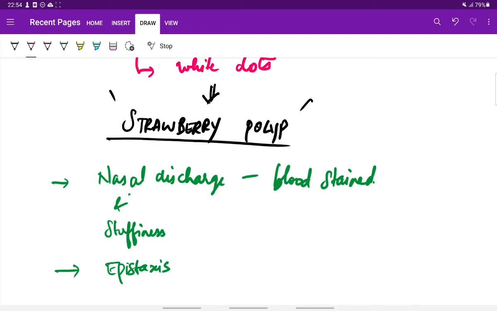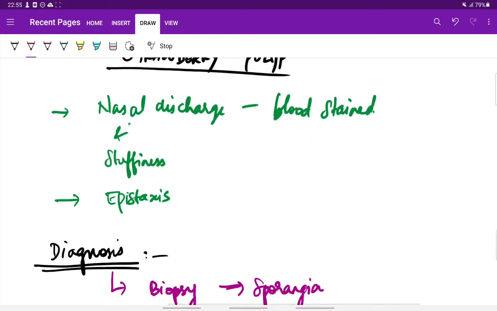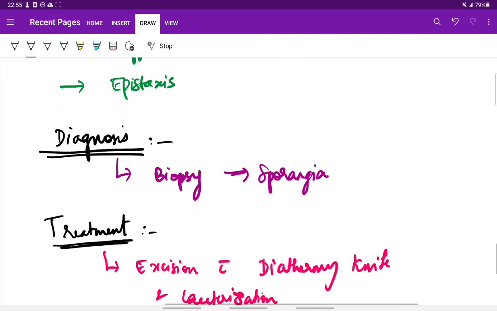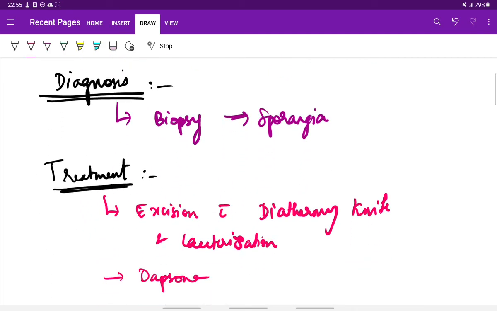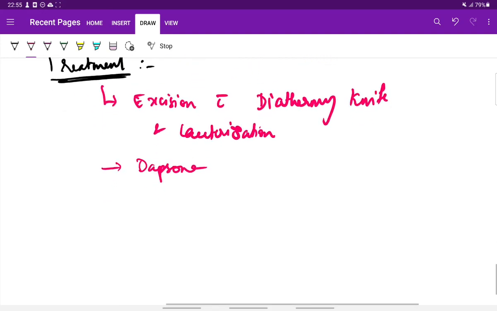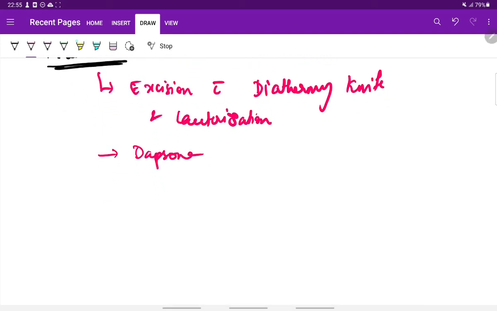In early stages, the patient will have nasal discharge, which is often blood stained, and also has nasal stuffiness. Sometimes epistaxis can be the only presenting complaint for the patient. Diagnosis is by biopsy, which shows presence of sporangia. Treatment is by excision with diathermy knife and cauterization. Sometimes dapsone has been used for treatment.